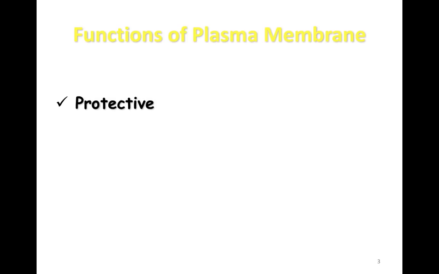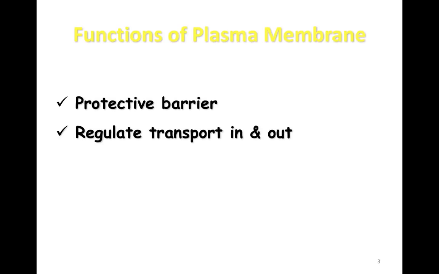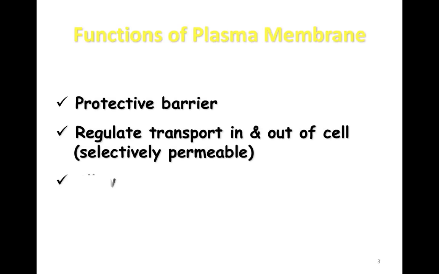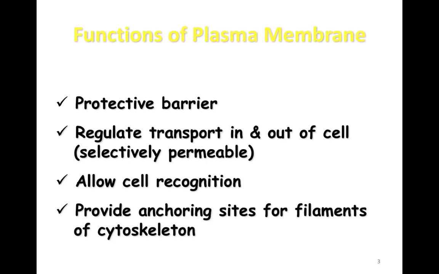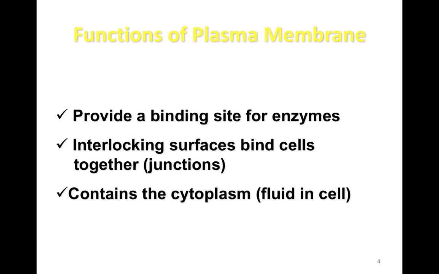Functions of plasma membrane. They are a protective barrier, so that every cell, doesn't matter if it's prokaryotic or eukaryotic, will contain a cell membrane. It's going to regulate transports in and out of the cell, so it's selectively permeable. Certain things can cross that membrane while other things cannot. It's going to allow for cell recognition, kind of identifying what each cell does, and provides anchoring sites for filaments of cytoskeleton. It will also provide a binding site for enzymes.